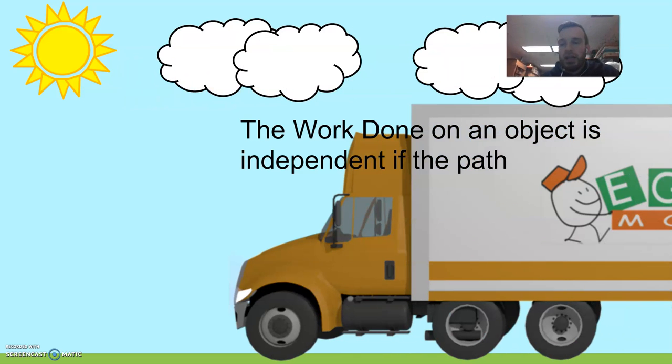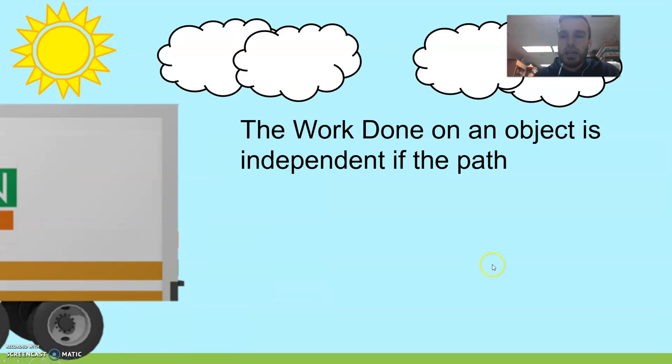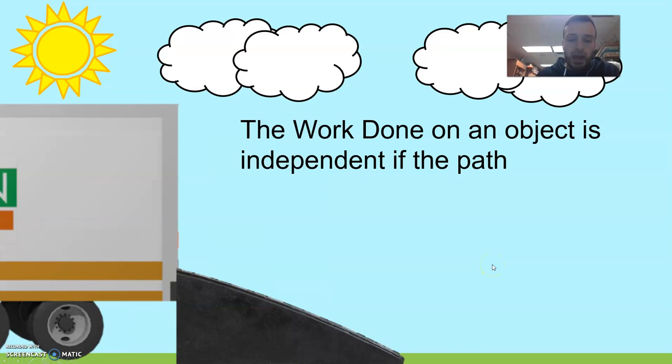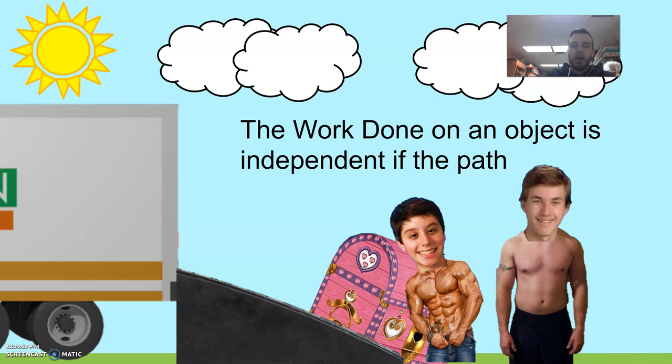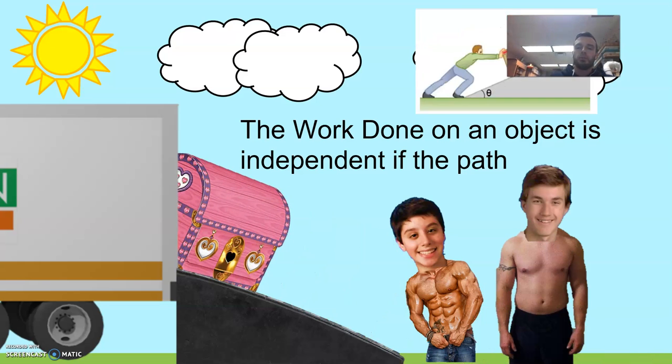Now, let's get this principle down. The work done on an object is independent of the path, meaning it doesn't matter how you get there. It just matters where you started and where you finish. So if we take two movers here, one a little bit stronger than the other, and one of them pushes their trunk up the ramp, and then this guy comes along and he just lifts it up and places it in the truck. You notice the difference here, right?